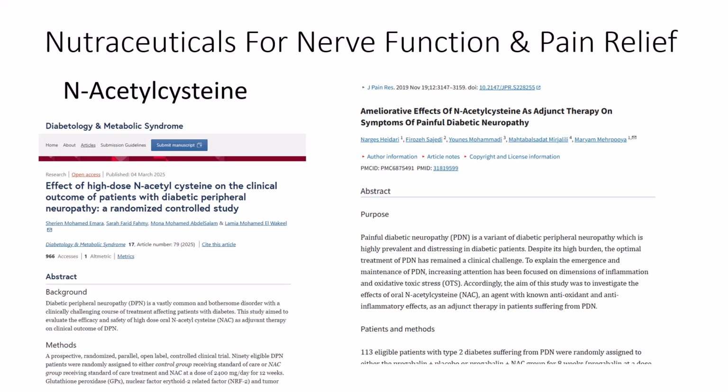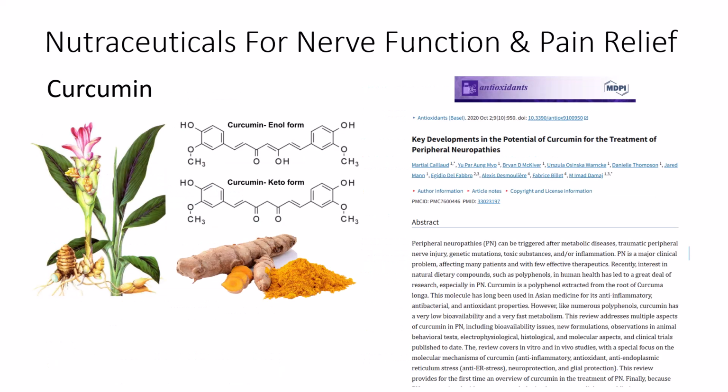In the study on the right, the authors say, quote, over a time period of 8 weeks, adjuvant N-acetylcysteine is more efficacious in improving neuropathic pain associated with diabetic neuropathy than placebo. In plain English, in both of these studies, the researchers are saying this stuff works.